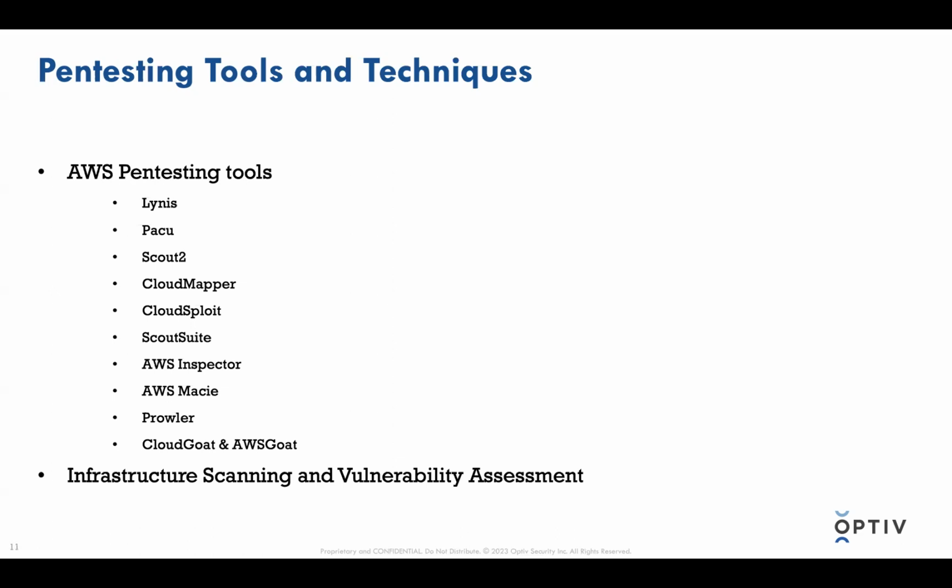In this section, we will explore some of the powerful pen testing tools that can be utilized to assess the security of AWS environments. The first tool we'll be discussing is Lynis. It's an open source security auditing tool that performs system hardening, vulnerability scanning, and compliance checks. With Lynis, you can assess the security of your AWS instances, receive detailed recommendations for remediation, and leverage its capabilities to identify misconfigurations and vulnerabilities.